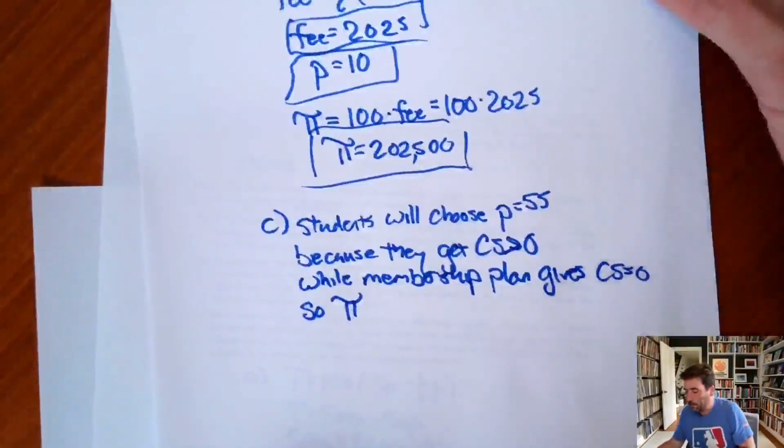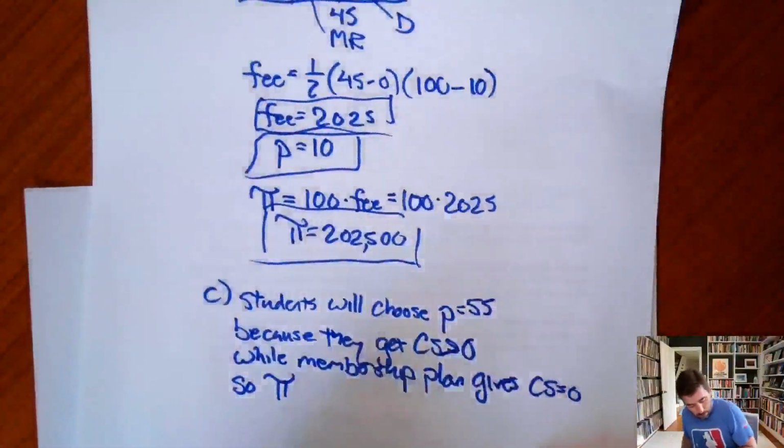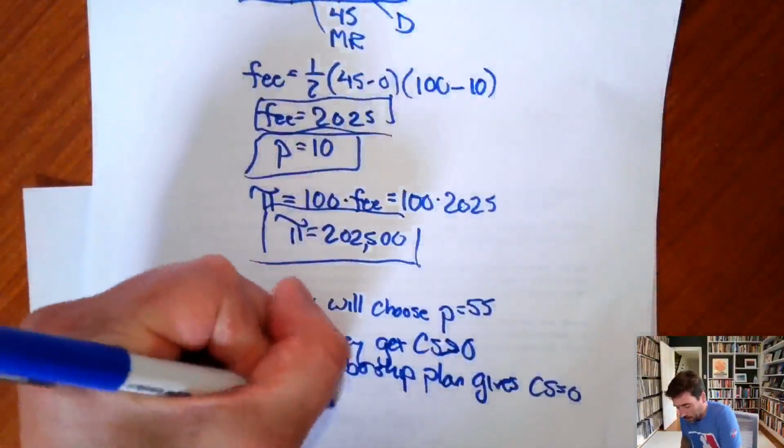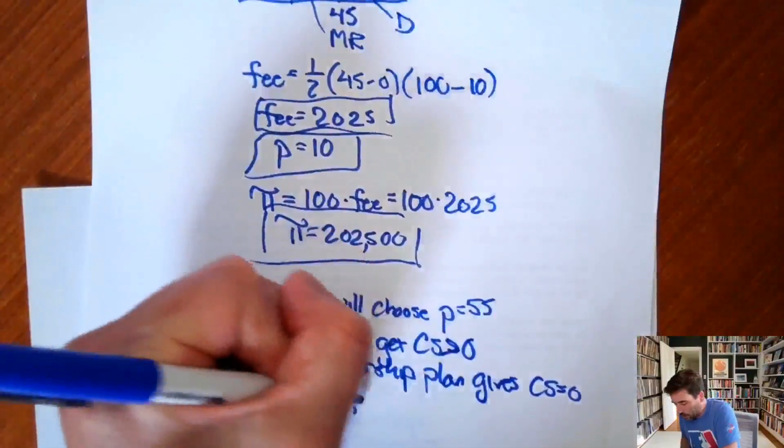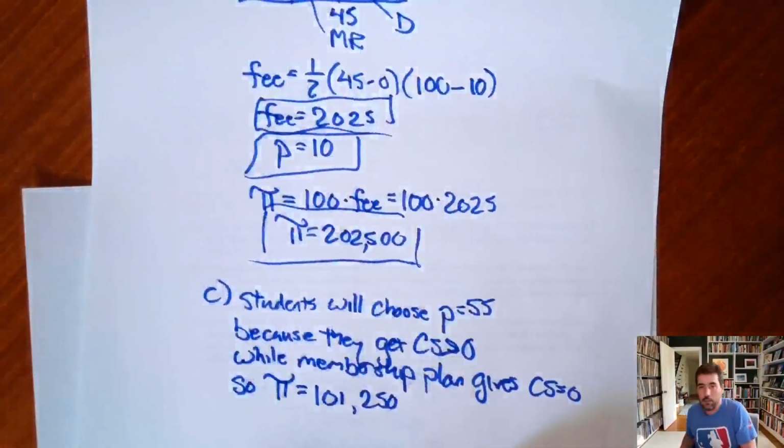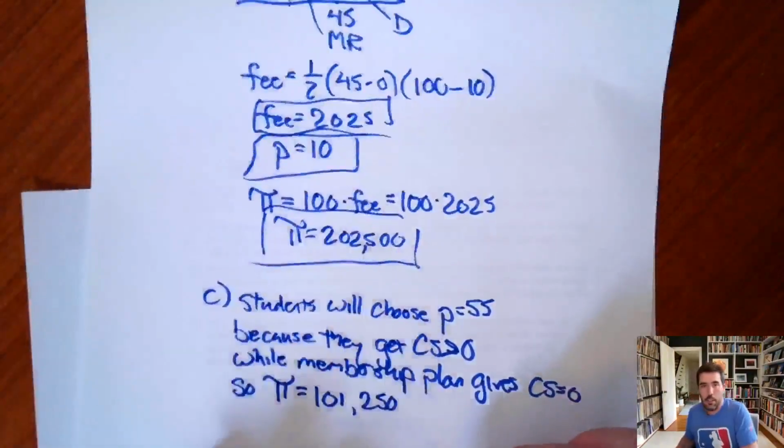So profits are going to be what we found in Part A, right? Which were, according to my notes, 101,250, right? So there we go. That's our monopoly problem.